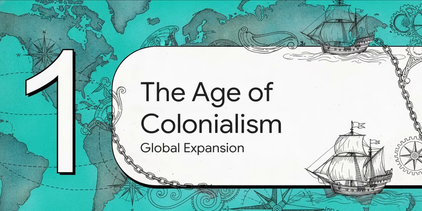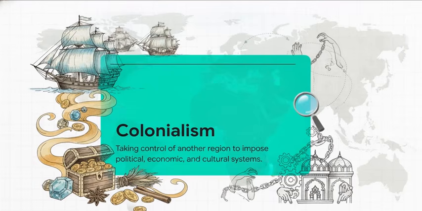Section 1. The Age of Colonialism. Okay, so by textbook definition, colonialism involves one country taking direct control of another region, establishing settlements, and completely imposing its political, economic, and cultural systems. But the absolutely crucial point here is that this wasn't just about setting up a few innocent trade routes. Not at all. It was about total systemic domination.